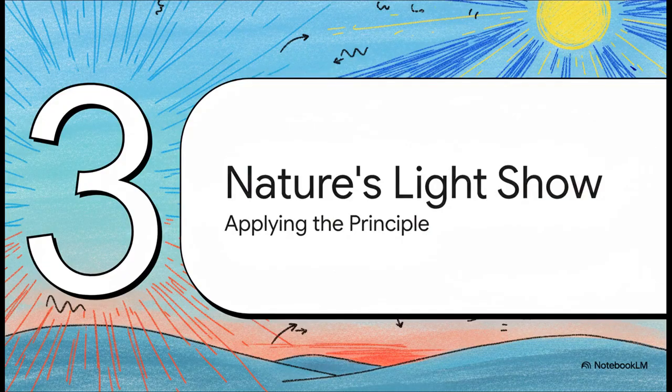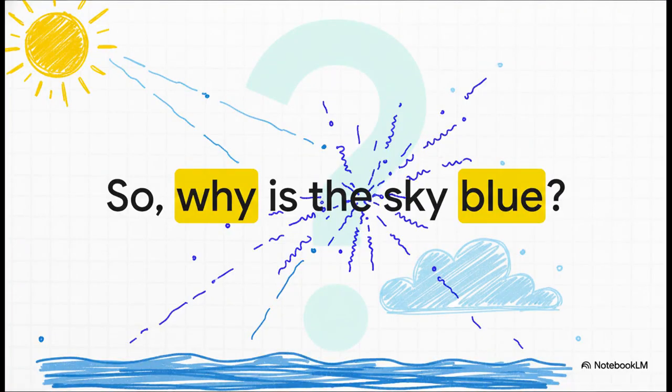So let's move on and see how this one rule, that blue light scatters more and red light scatters less, is responsible for some of the most beautiful sights in nature. This is a classic question, a favorite in exams, and the answer is pure physics. It's not because of the ocean's reflection or anything like that. The actual reason is scattering.